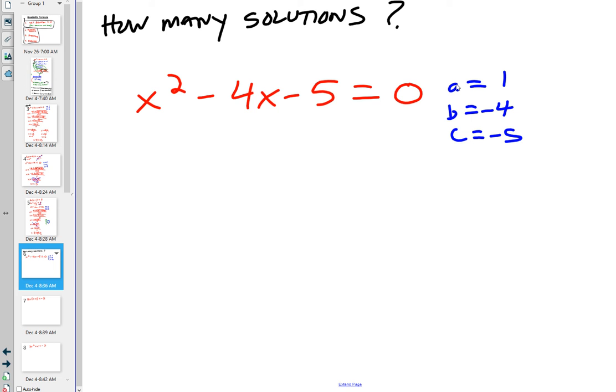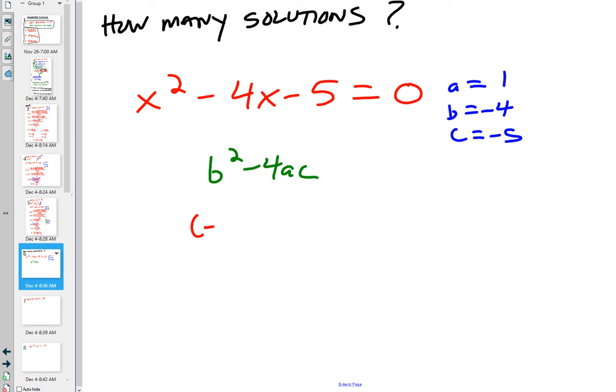Okay. But now, instead of substituting it into the entire quadratic formula, we only need to plug it into the discriminant. If all we're being asked is how many solutions, instead of plugging into the entire thing, just plug it into b squared minus 4ac. If you get a positive number, there's 2 solutions. If you get a 0, there's 1 solution. If you get a negative, there's no real solution.